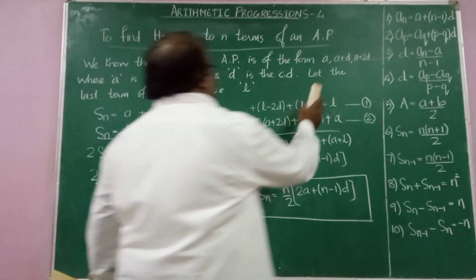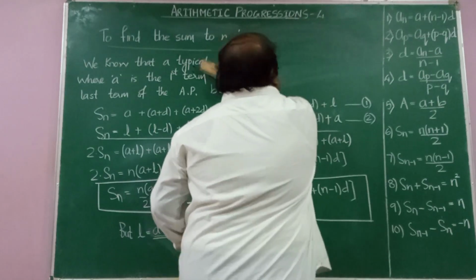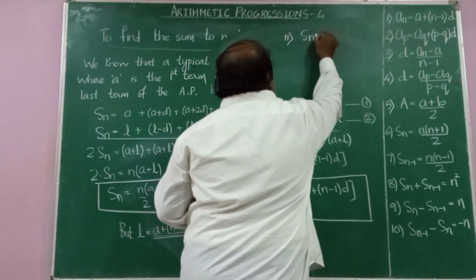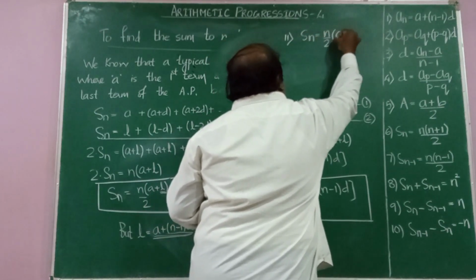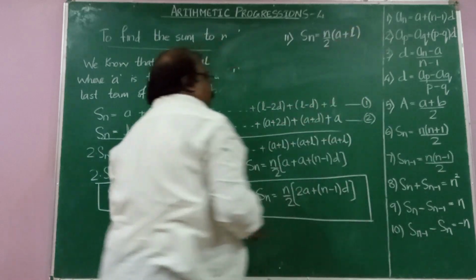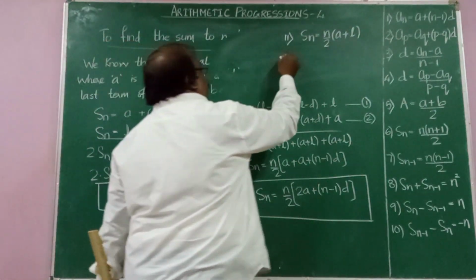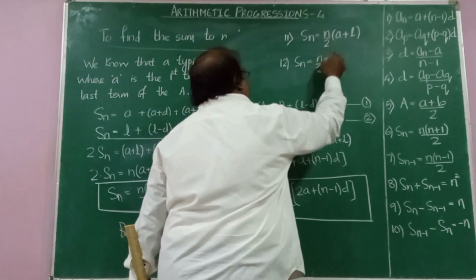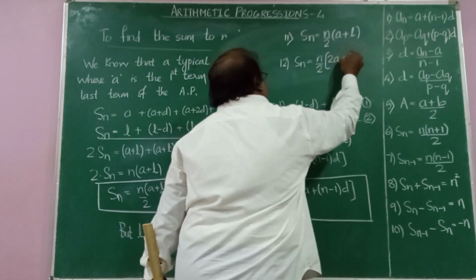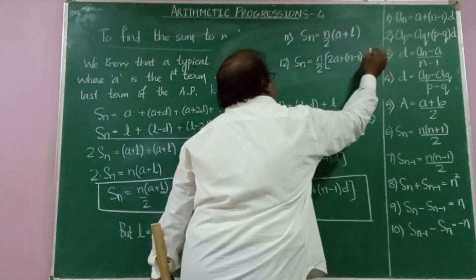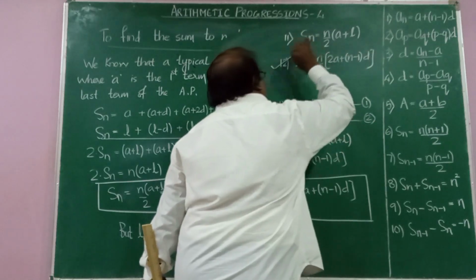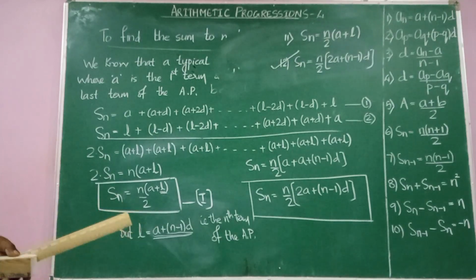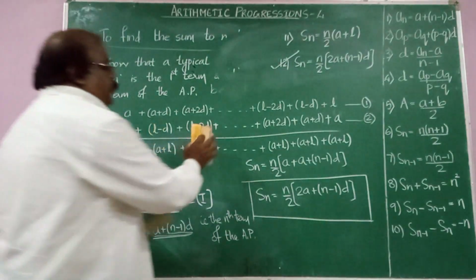Let me write those two new formulas on the board on the right hand side once again as formula number 11, which you know is Sn is equal to n upon 2 into bracket A plus L, and the 12th formula Sn is equal to n upon 2 into bracket 2a plus n minus 1 into d. Very important formula. The formula to find the sum to n terms of an arithmetic progression.